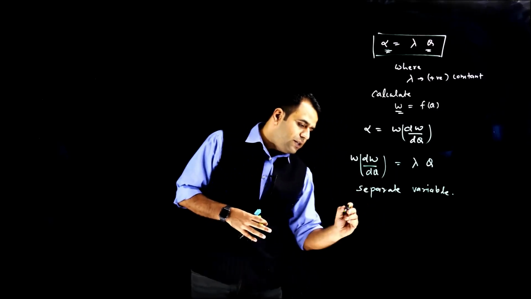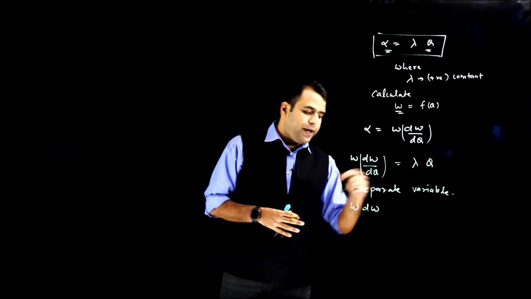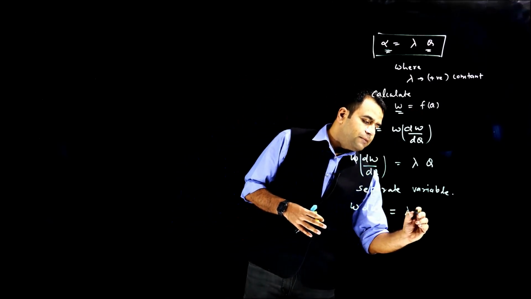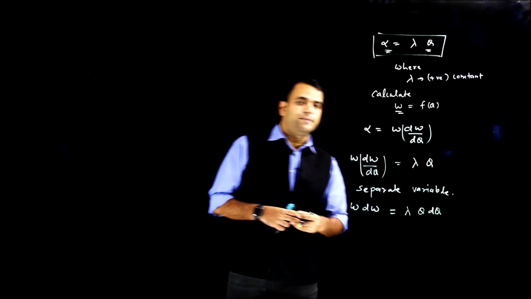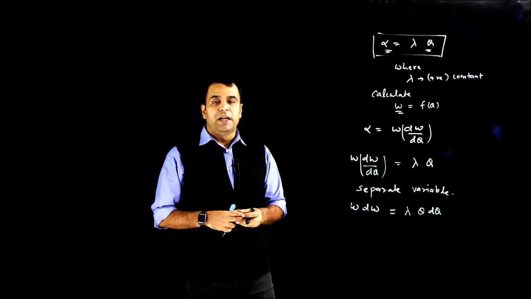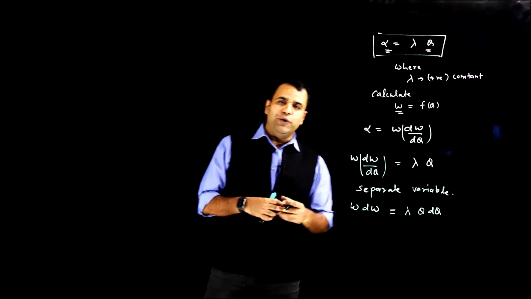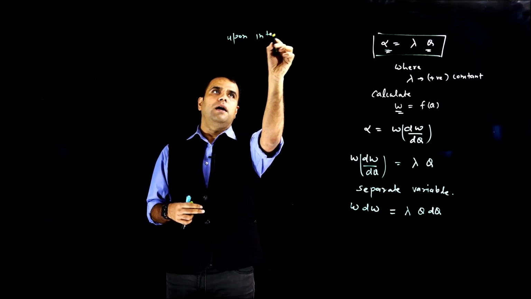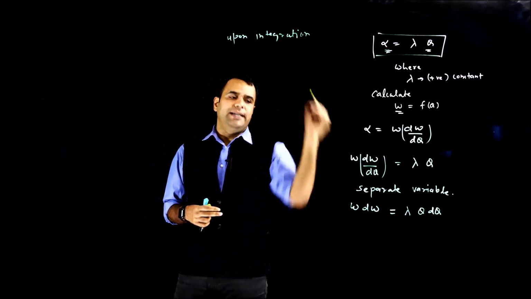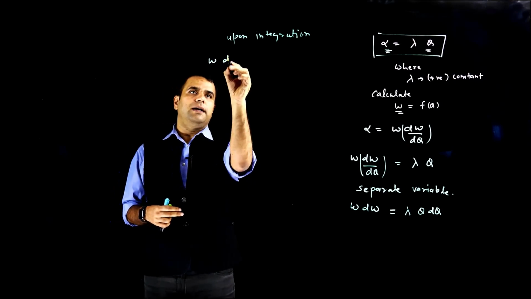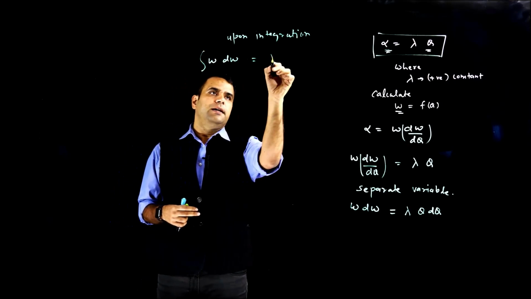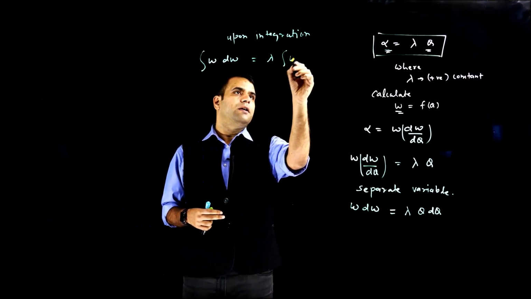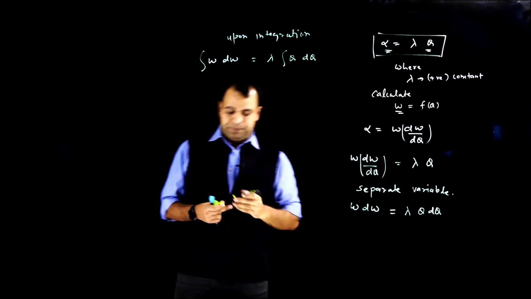If we separate the variables, we'll have omega d omega on the left hand side, and d theta I'll take on the right hand side. So it will be lambda times theta d theta. Okay. So we have separated the variables. All we have to do is integrate this. Upon integration, omega d omega, integration sign, lambda we will take out of the integration sign because lambda is a constant, will be equal to theta d theta.